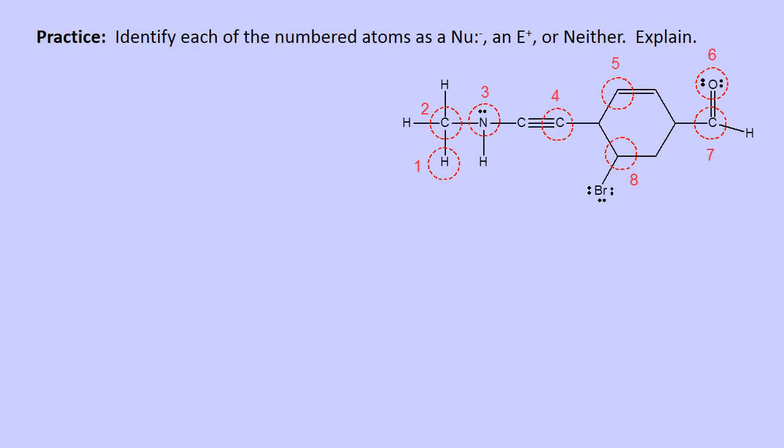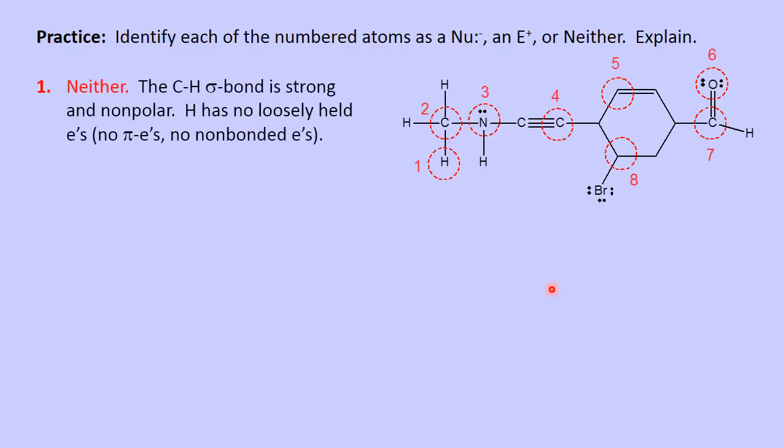Well, let's just get a little practice putting this all together. Can you identify the numbered atoms as a nucleophile, electrophile, or neither, and explain your reason? So atom number 1 here is a hydrogen, part of this methyl group. What is that? Is it a nucleophile, electrophile, or neither? I'll go through these quickly. You can stop the video as you need to predict for yourself.